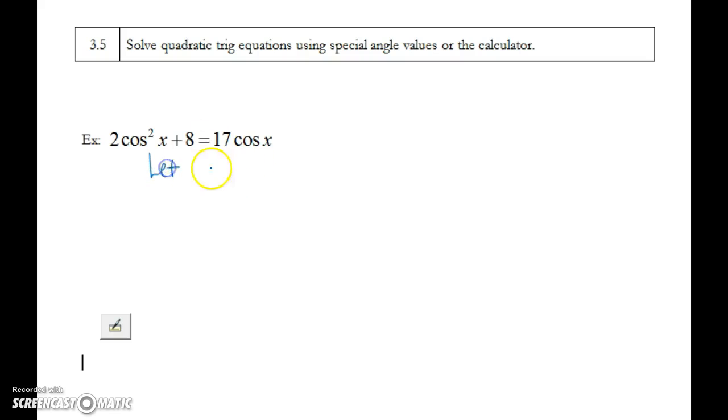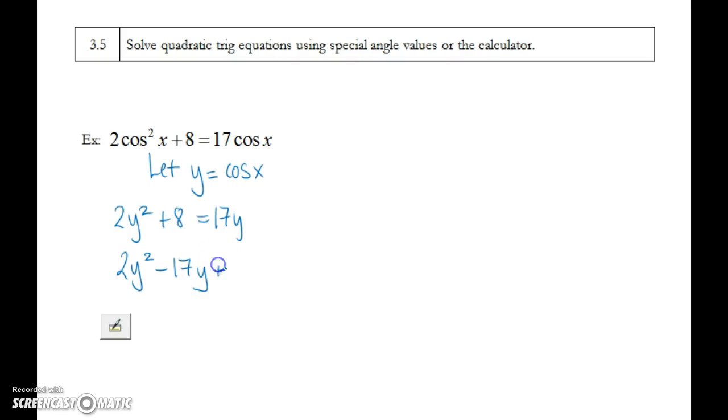So we're going to let y, I'm just picking a random variable that's not already in our problem, equal cosine x. And when we do that, our new equation is 2y squared plus 8 equals 17y. Since we see the square there, it's an indication that we're going to have to factor. And in order to factor, we want to set this equal to 0. So I'm going to subtract the 17y over to the other side, put it in standard form. Okay. Now we're going to factor.